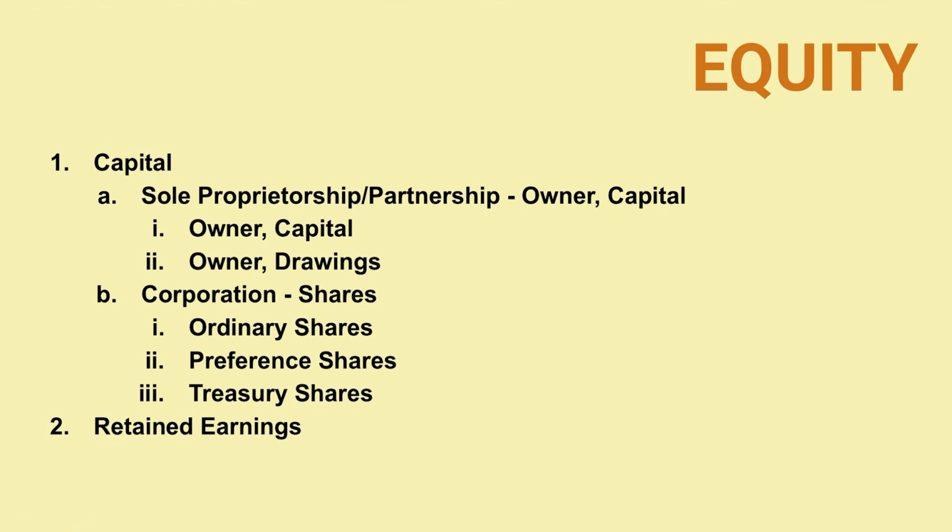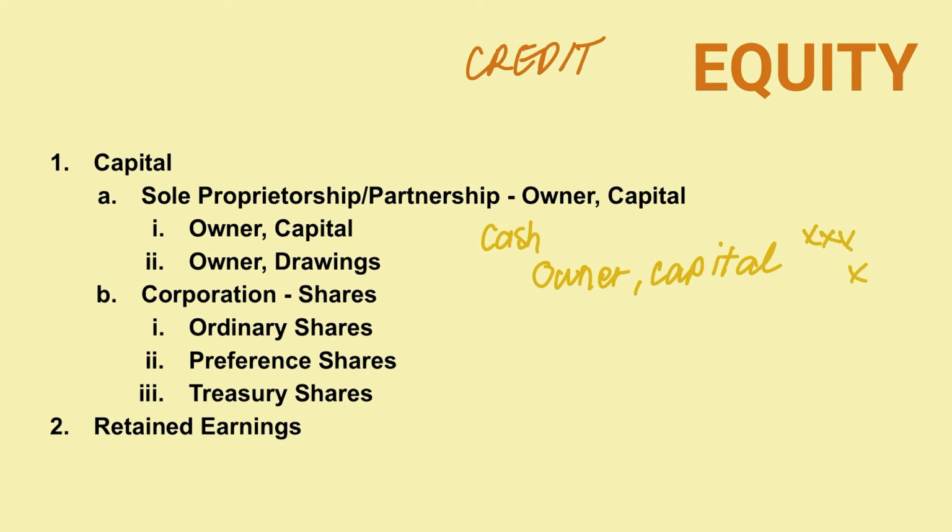Capital also has a normal balance of credit. For example, the owner invested cash: you're going to debit cash, and you're going to credit owner capital. Owner drawings: the normal balance of drawings is debit. So you're going to debit owner drawings, and you're going to credit cash.